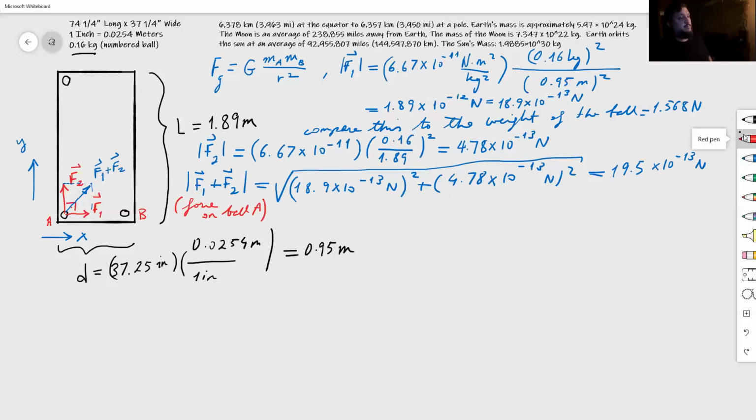Due to balls A, due to balls B and C. Let's call it C. Now let's repeat the calculation, but now for ball B. Now we already have half of the answer, so we just need to copy that, right? So let's mark the forces first on B. Let me use green.